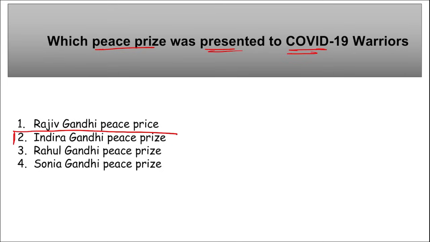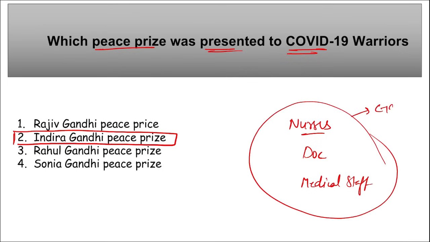So remember, it is Indira Gandhi Peace Prize. Indira Gandhi Peace Prize was recently presented to COVID-19 warriors, right? And who are the warriors? Basically nurses, doctors, or we can say the medical staff. They are considered to be the COVID-19 warriors, because during the COVID-19, when everything was in lockdown, these were the individuals who were going to their job and helping the population out there. So this award is known as Indira Gandhi Peace Prize, and it was presented to COVID-19 warriors.